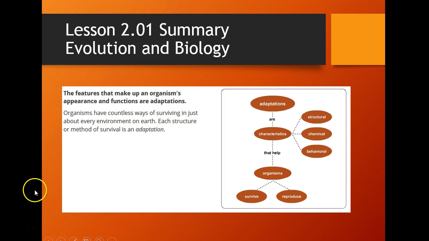So to summarize lesson 2.01, evolution and biology, the most important thing that you need to know is what adaptations are. Adaptations are characteristics that help organisms survive and reproduce. Remember, both of these things equal being fit. These adaptations are characteristics that can either be structural, chemical, or behavioral. And again, we'll be going over more specific examples of this later in the unit.